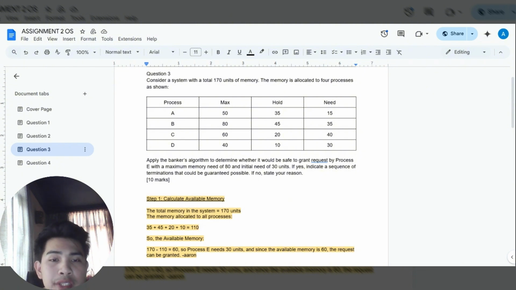So what you do is you take the 170, which is the total memory, and you subtract the total memory held by all processes involved in the system. So the remaining would be 60. In the prompt given, process E is given an initial need of 30 units. With that, 30 is within the parameters of 60. So as per the question, yes, request E can be granted.